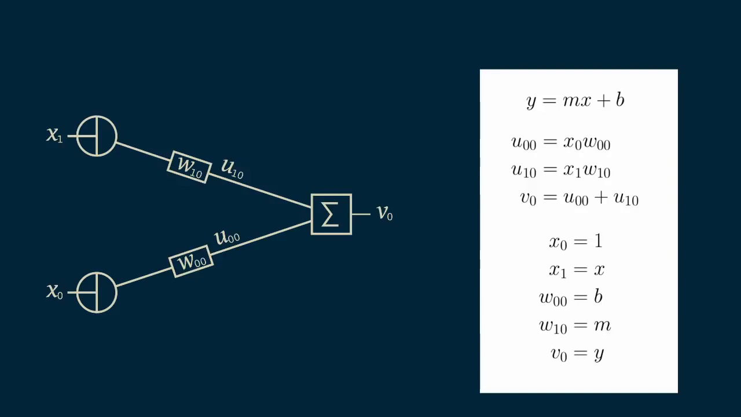We can get a sense of the type of models that this network is capable of learning by choosing random values for the weights, w sub 0,0 and w sub 1,0, and then seeing what relationship pops out between x sub 1 and v sub 0. Remember that we set x sub 0 equal to 1 and are holding it there always. This is a special node called a bias node.